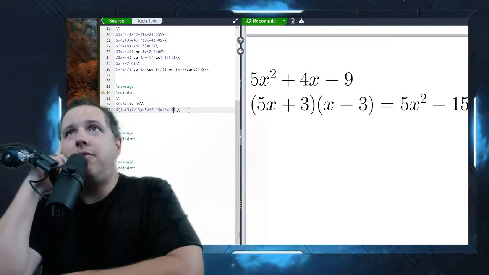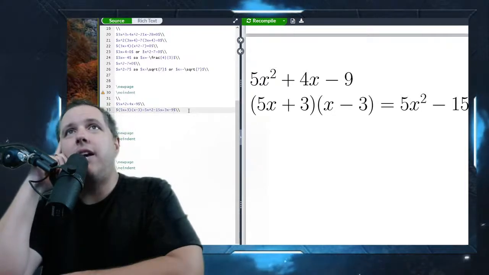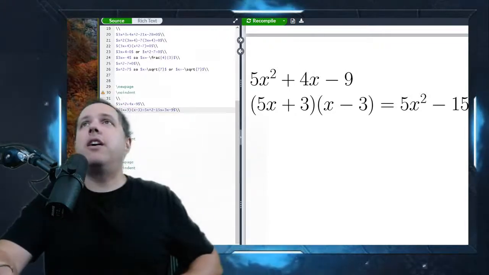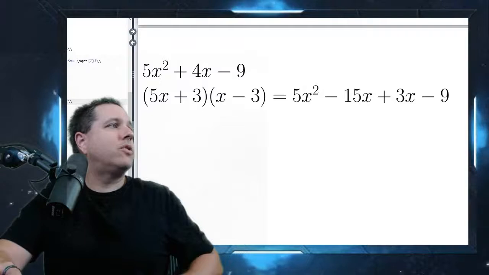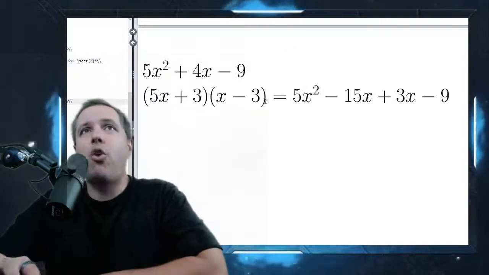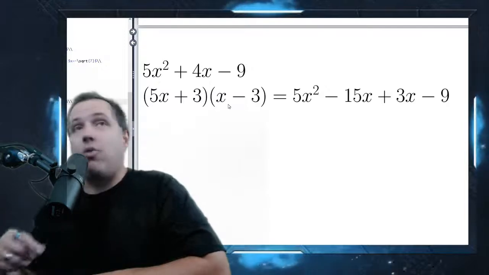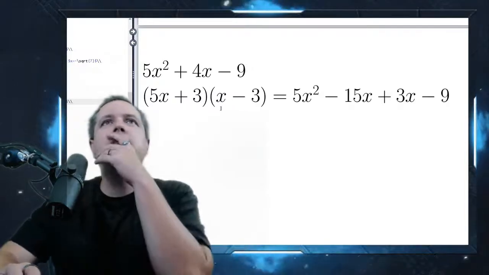No, because minus 15x plus 3x will give us minus 12x in the middle, and we want a plus 4x. Oops. Sorry, this is kind of off screen. Let me move that over so you can see it. Okay, so this is wrong. Okay, so we just did guess and check, and it was wrong. Okay, so now we're going to try something a little different.